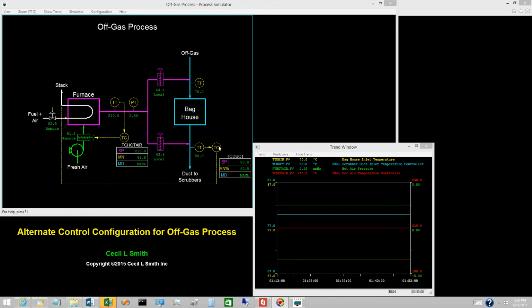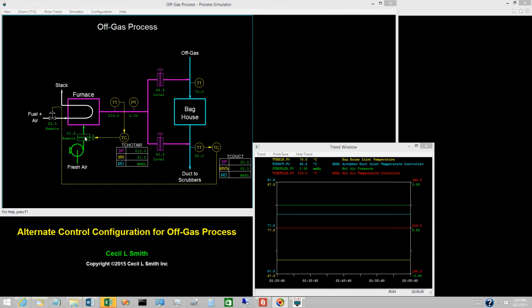This carries over to the tuning order for the final configuration. Starting with tuning the scrubber duct inlet temperature controller is not appropriate. The hot air temperature depends on the opening of the fuel gas valve and the fresh air damper. The fuel gas valve is used to control the scrubber duct inlet temperature. Consequently, we must control the hot air temperature using the fresh air damper.